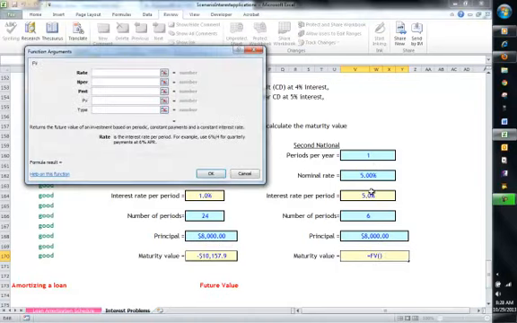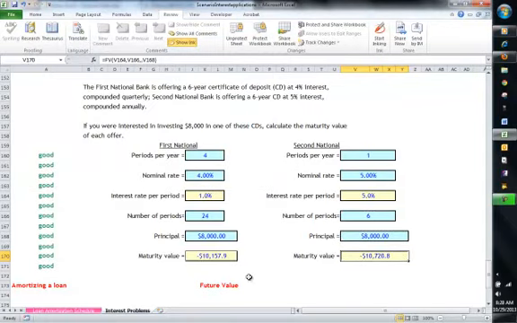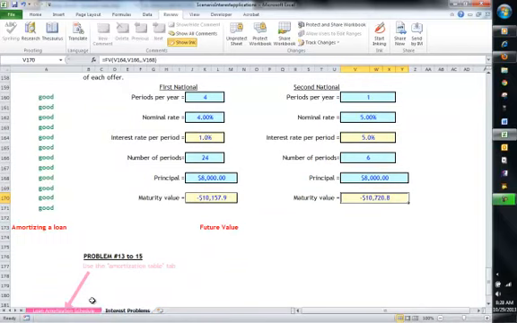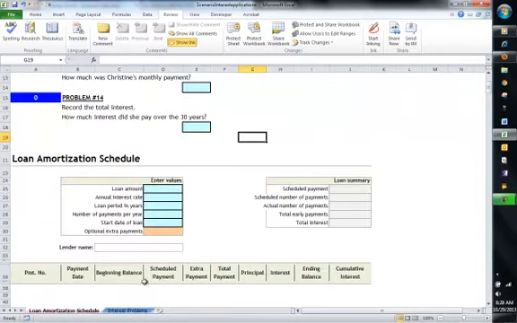Over here, future value will be rate 5%. Number of periods 6. Present value 8,000. So we end up with a little bit more money at 5%, even though it's only compounded annually. Loan amortization schedule. That's where we're going next. 13 through 15 is on the loan amortization schedule.